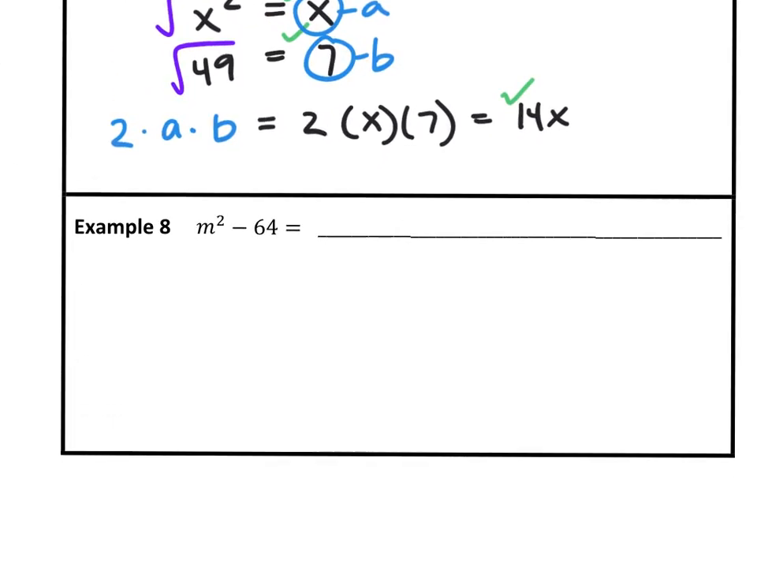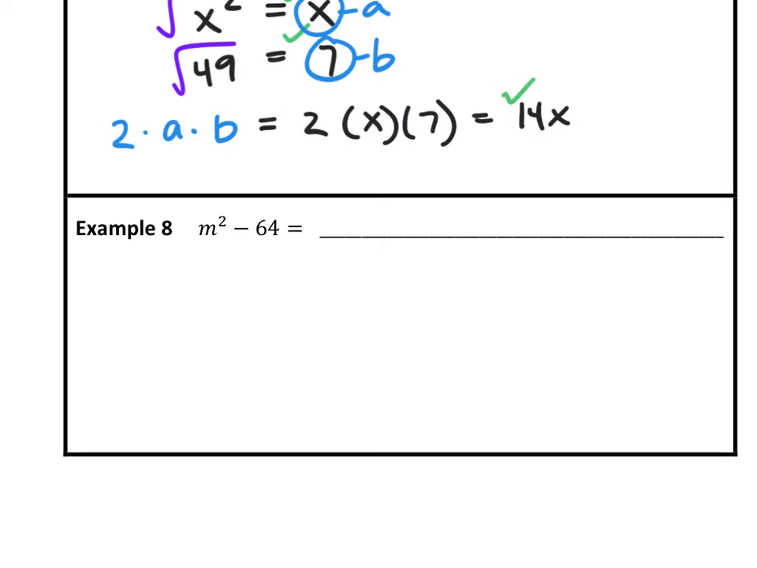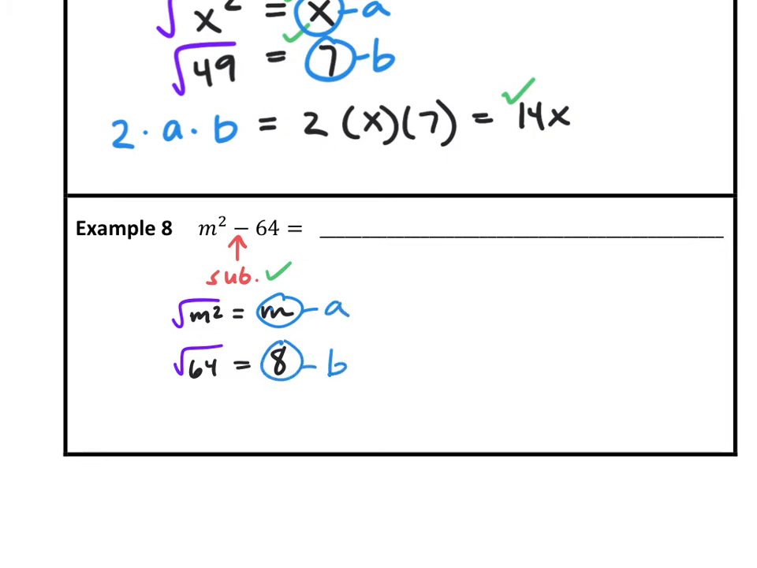We have 2 terms, so this could possibly be a difference of squares. We just have to check if there's subtraction going on, which there is. We have to check if I can square root. Can I square root the first term? Can I square root the last term? Yes, the square root of m squared is m. The square root of 64 is 8. So yes, I can square root them. So this is like my A, this is like my B.